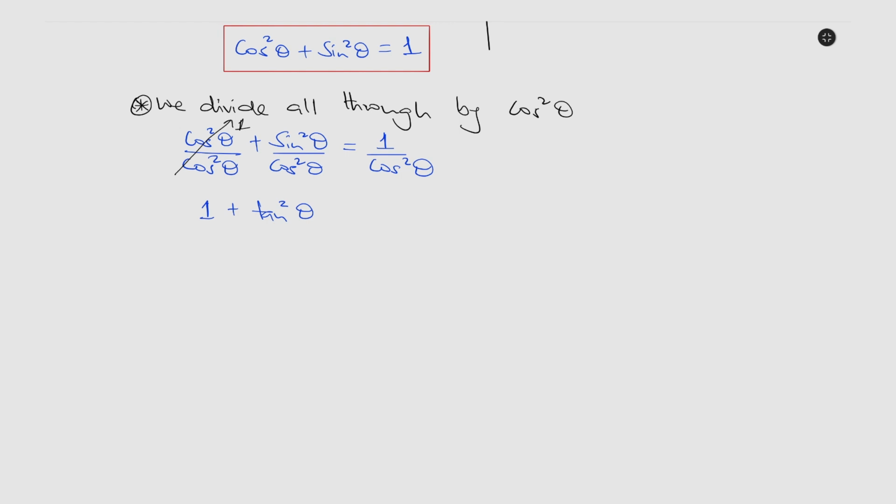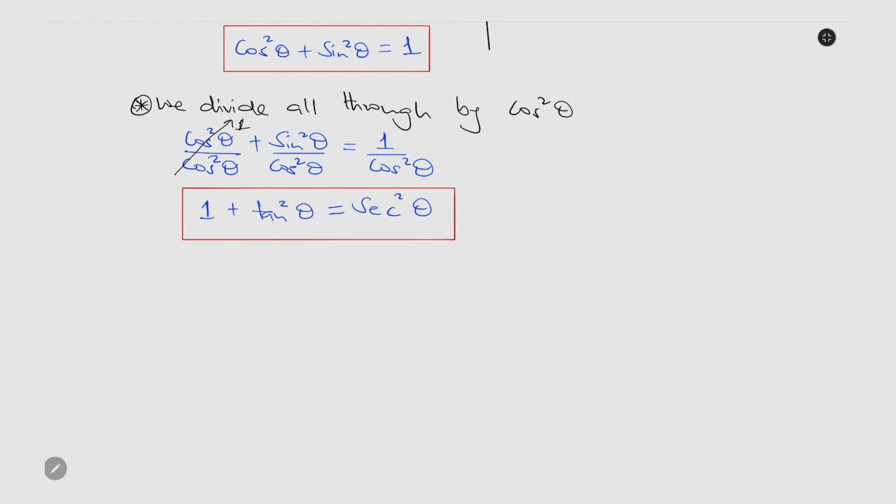Now we have 1 over cos squared theta. We already know what 1 over cos theta is. 1 over cos theta is sec theta, only this time it is squared. So we are going to have sec squared theta. And this becomes our second trigonometric identity.